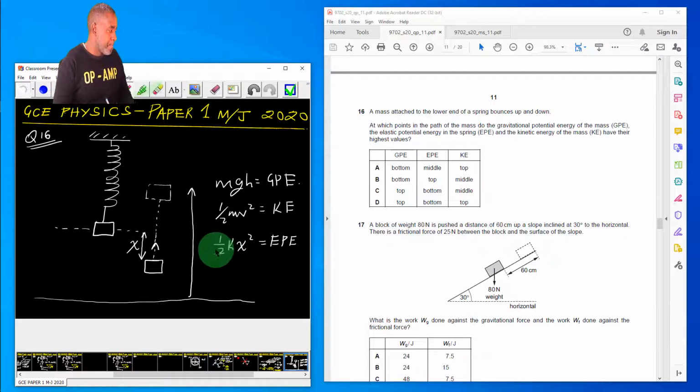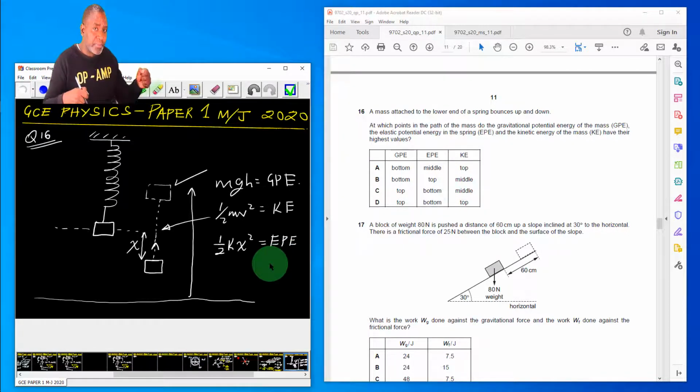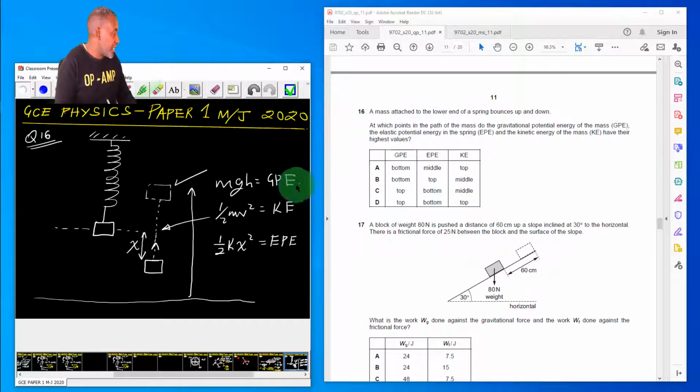So, bearing this in mind, we come here and we can see this is where it has the highest gravitational potential energy, GPE. The highest kinetic energy will occur where the speed of the mass is highest, and that is at equilibrium position. And the elastic potential energy is highest where the spring has been stretched through a bigger value. Stretched beyond this particular position.